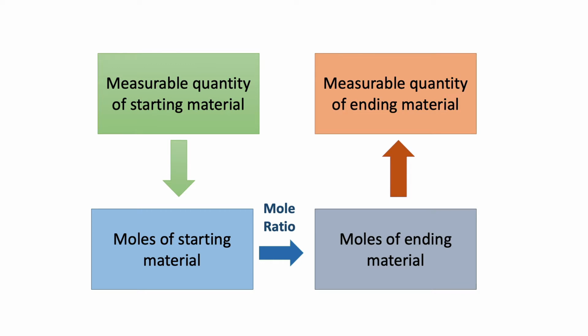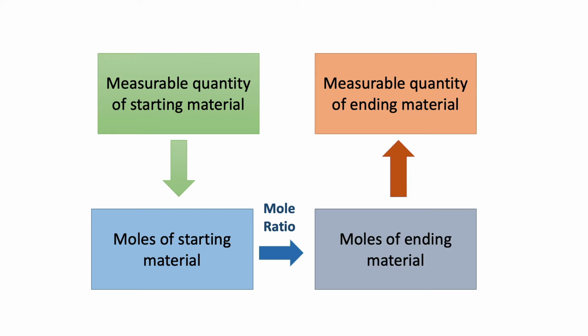of starting material, we convert that to moles of that material, and then we use our mole ratio to figure out how many moles we're going to end up with of whatever material we want to know about. And then we can convert the moles of that material to some sort of measurable quantity.